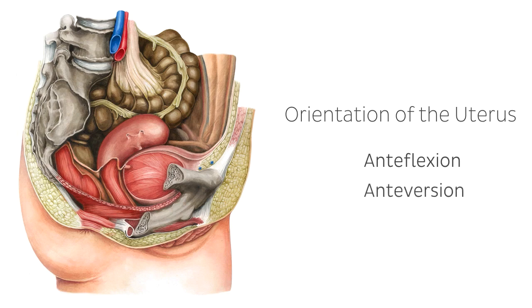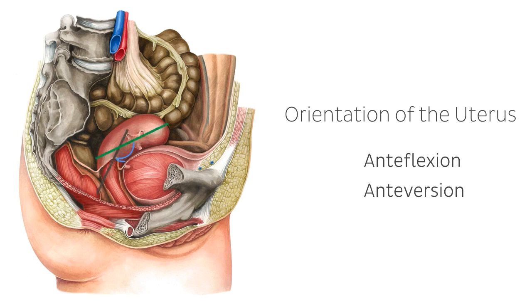Both of these refer to the forward tipping of the body of the uterus, but I just wanted to point out the difference, mainly that anteflexion refers to the long axes of the uterus and the cervix, while anteversion refers to the long axes of the cervix and the vagina. And I'm just going to draw a couple of lines on the slide here.